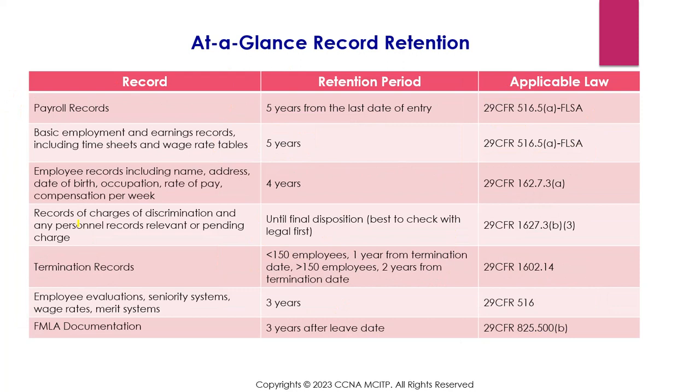Let's talk a little more. Payroll records are kept 5 years from the last date of entry. Basic employment and earnings records, including time sheets and wage rate tables, have a 5 year retention period. Employee records including name, address, date of birth, occupation, rate of pay, and compensation per week are kept for 4 years. Records of charges of discrimination and any personnel records relevant to pending charges are kept until final disposition; best to check with legal first. Termination records: for fewer than 150 employees, 1 year, and for more than 150, 2 years from the termination date.